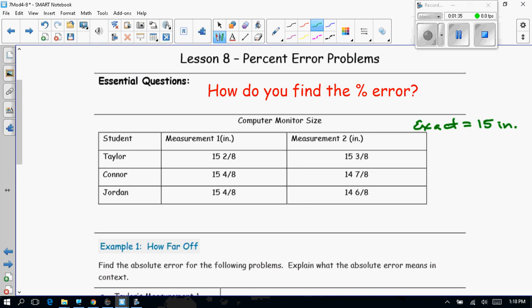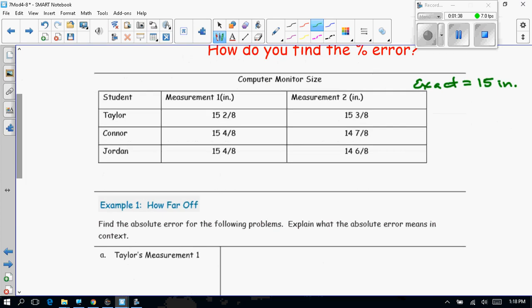Let's figure out just how far off these 3 kids are. To do that, we take the exact that I gave you and subtract the approximate, or the student's measurement, because the student didn't measure it exactly. If I had you do it, you wouldn't get it exact either. You could do the exact minus the approximate, or the approximate minus the exact. You're going to get the same answer.